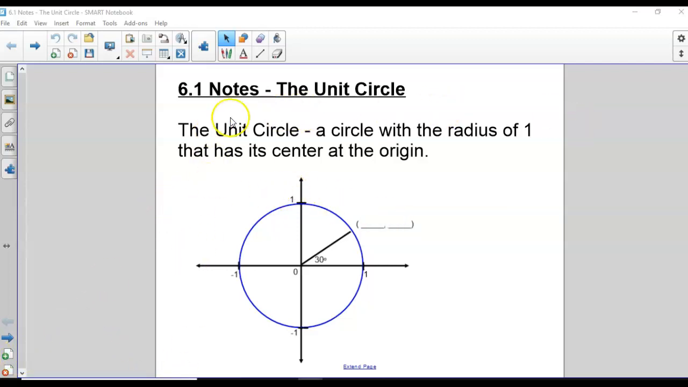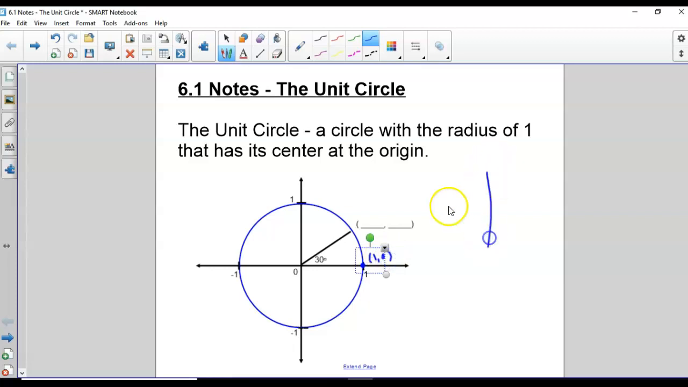Alright, so, unit circle. I'm going to show you how the unit circle is made. The unit circle is a circle at the origin that has a radius of 1. Four of the points on the unit circle you can know just because you know how to graph points. Whenever you look at the unit circle, the length of this radius is 1. So the coordinates of that point right there are 1, 0.